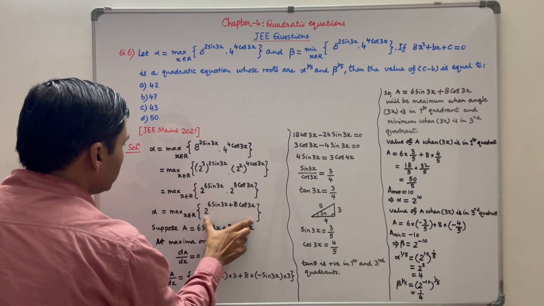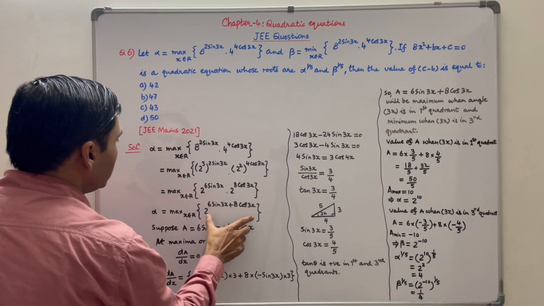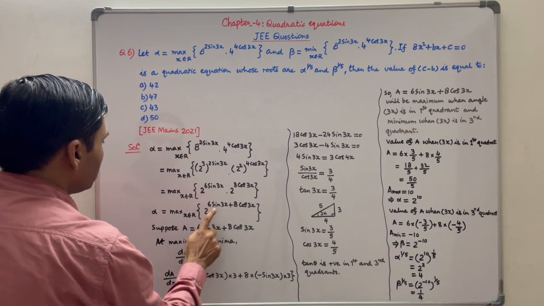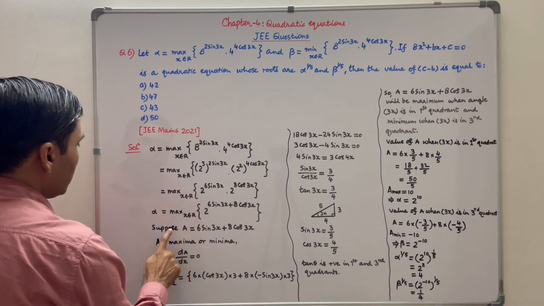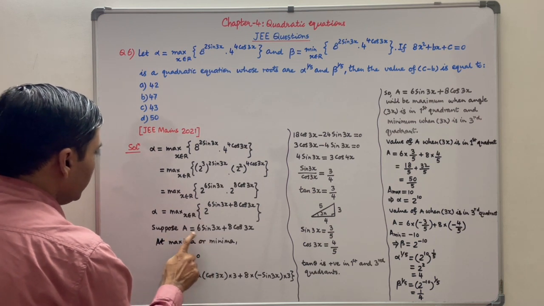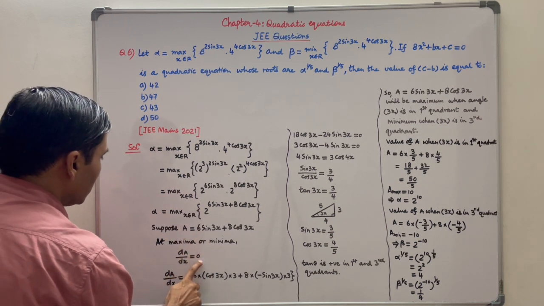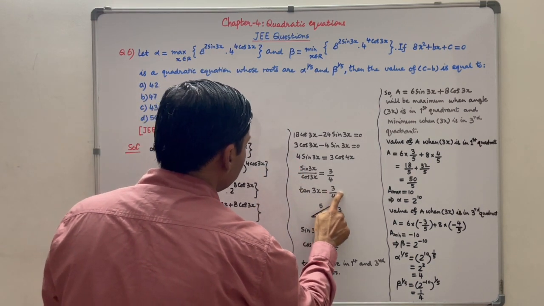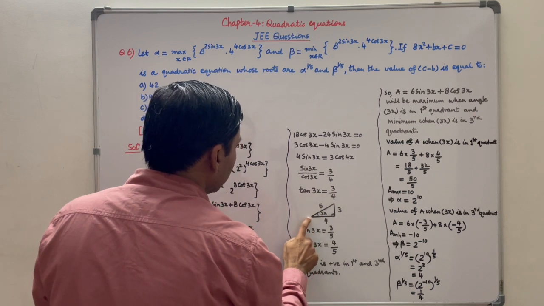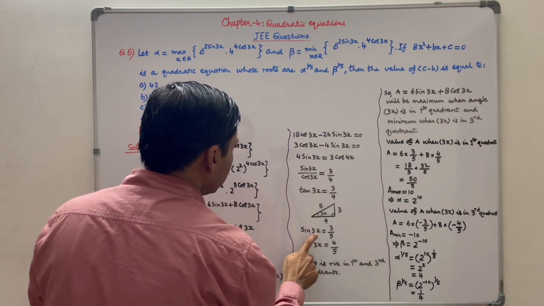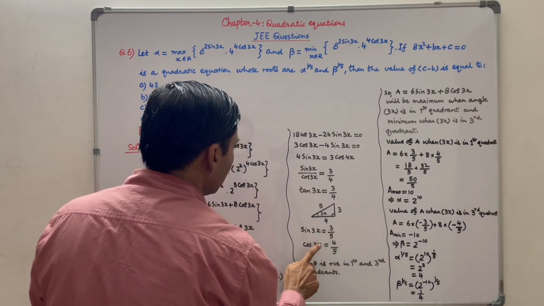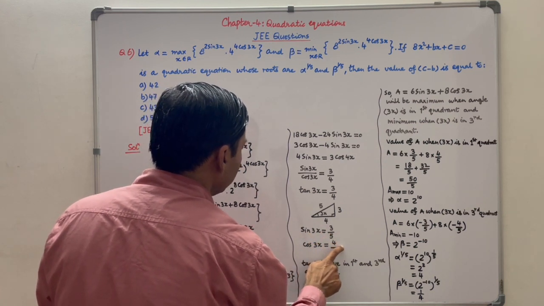Now this will be maximum when the power is maximum and minimum when the power is minimum. So suppose power is equal to A. At maxima or minima, dA/dx is equal to 0. So this gives tan 3x is equal to 3/4. Make a right angle triangle to figure out sin 3x and cos 3x. So sin 3x is equal to 3/5 and cos 3x is equal to 4/5.